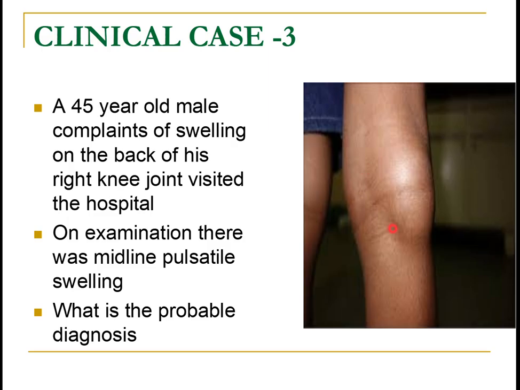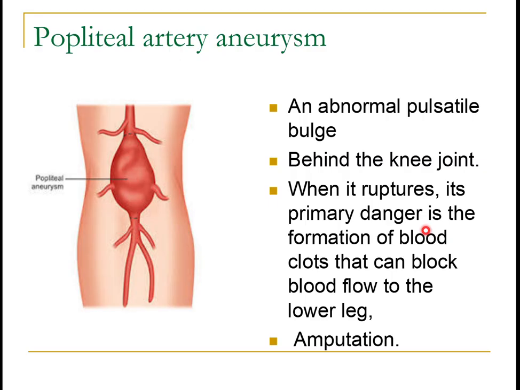So, a midline swelling in the back of the knee, the most common reason is popliteal artery aneurysm. It is an abnormal pulsatile bulge which is present behind the knee joint. When it ruptures, its primary danger is formation of a blood clot that can block the blood flow to the lower limb. And the second complication of this is that it can lead to amputation of the lower limb.